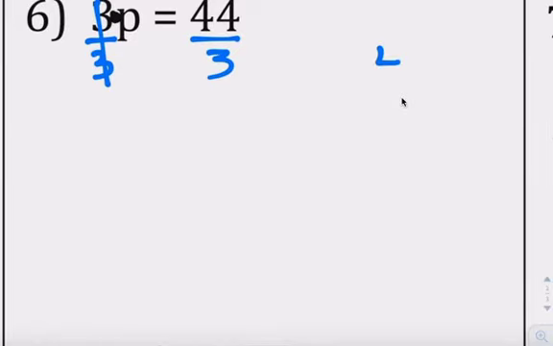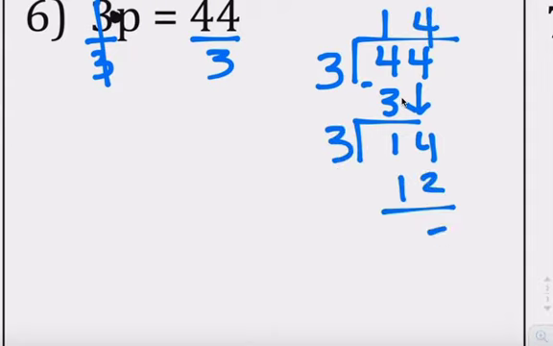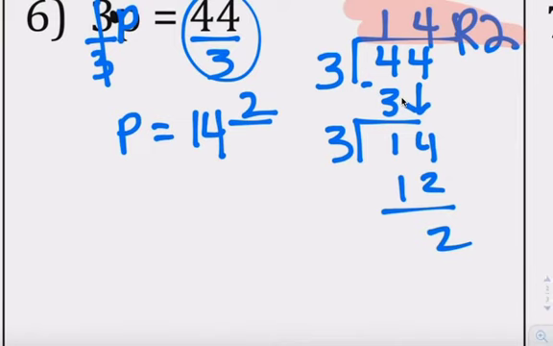You have to do it by hand. I want the remainder. Divided by 3. Goes in once. Okay, 1. Bring down the 4. Divide by that 3. Goes into 4, 12. Remainder 2. Yep, remainder 2. This is your answer. P equals, when you divide this, you get 14 remainder 2 with this denominator of 3, or that number there.